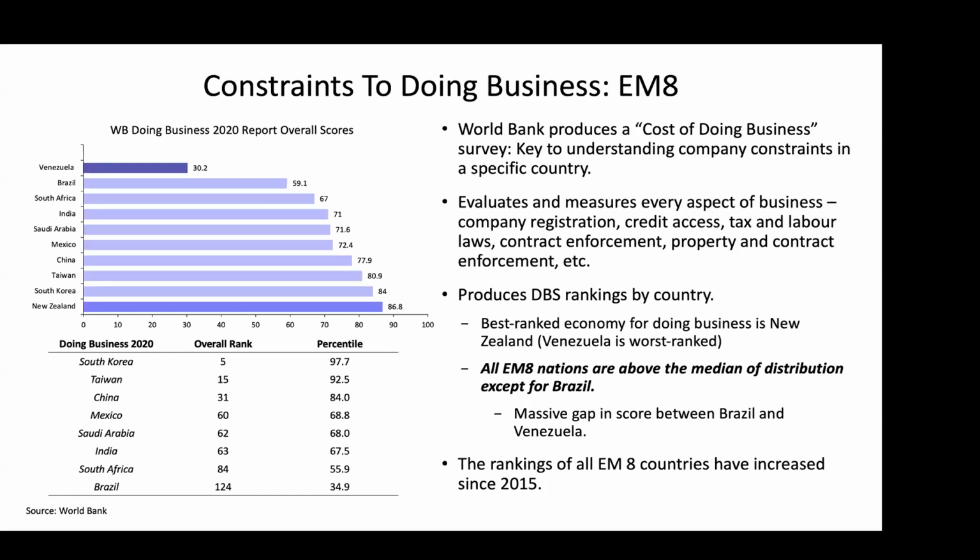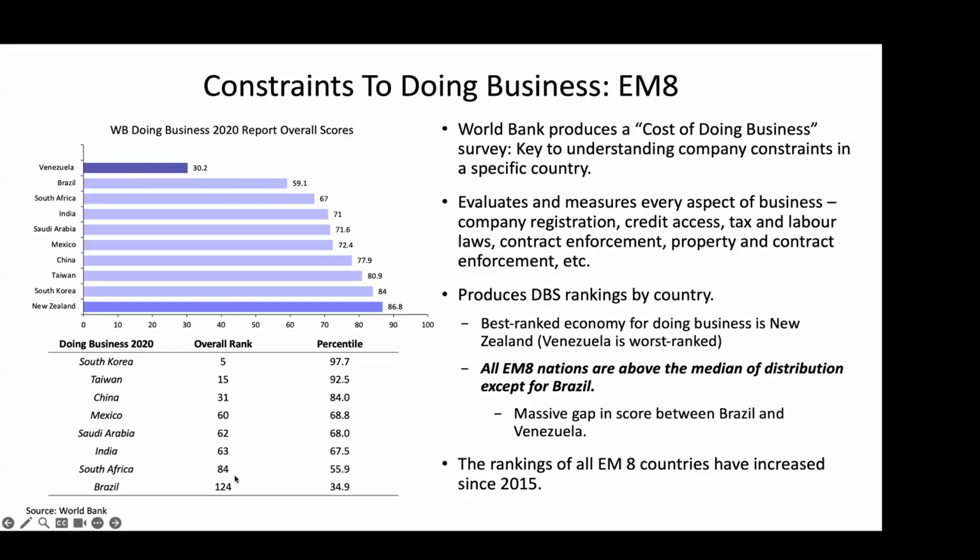So if you think of China, huge concerns around democracy, contract enforcement, and so on in these countries. What's important is the EM8. In your MSCI EM index, you've got these 8 nations that are above the median of the distribution of the doing business score, except for Brazil. If you want to think of where you should sit, what the tails of the distribution look like, the best score for doing business in a country is New Zealand, 86.8, and the worst is Venezuela.